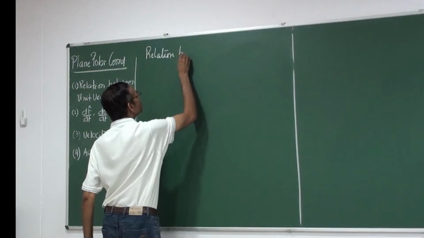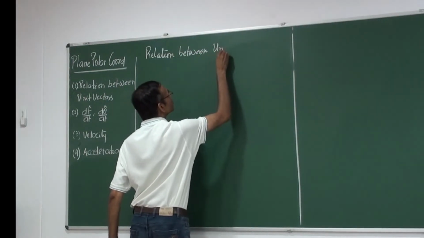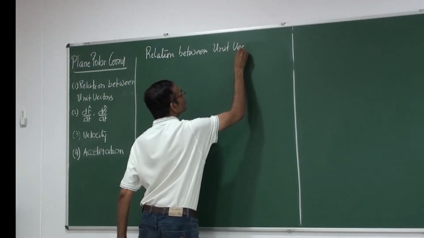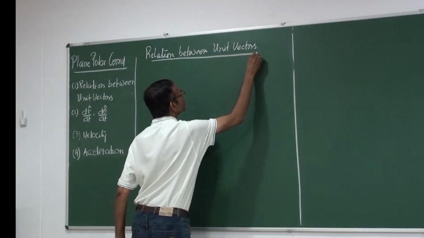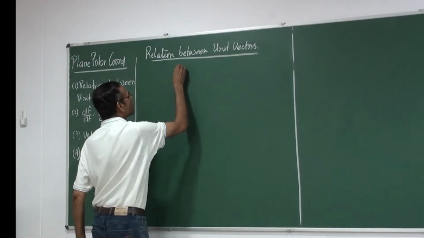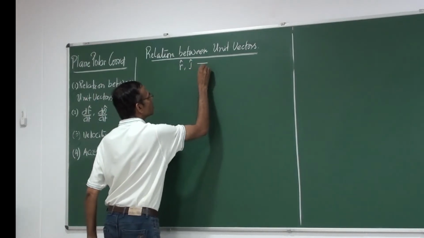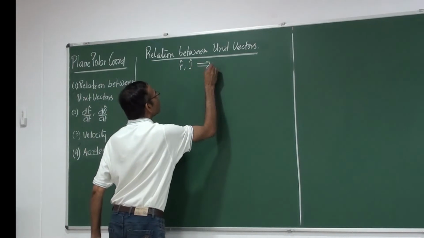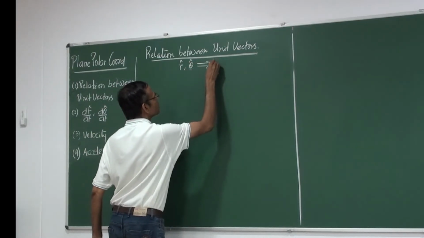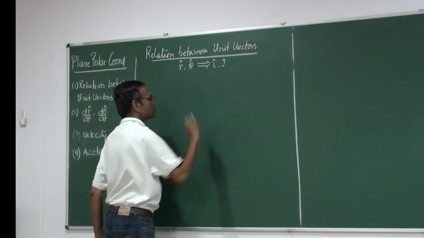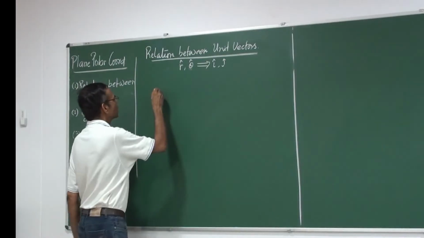Relation between unit vectors. That means r cap, theta cap, how they are relating with i cap and j cap. Okay. So let us redraw the same diagram now.